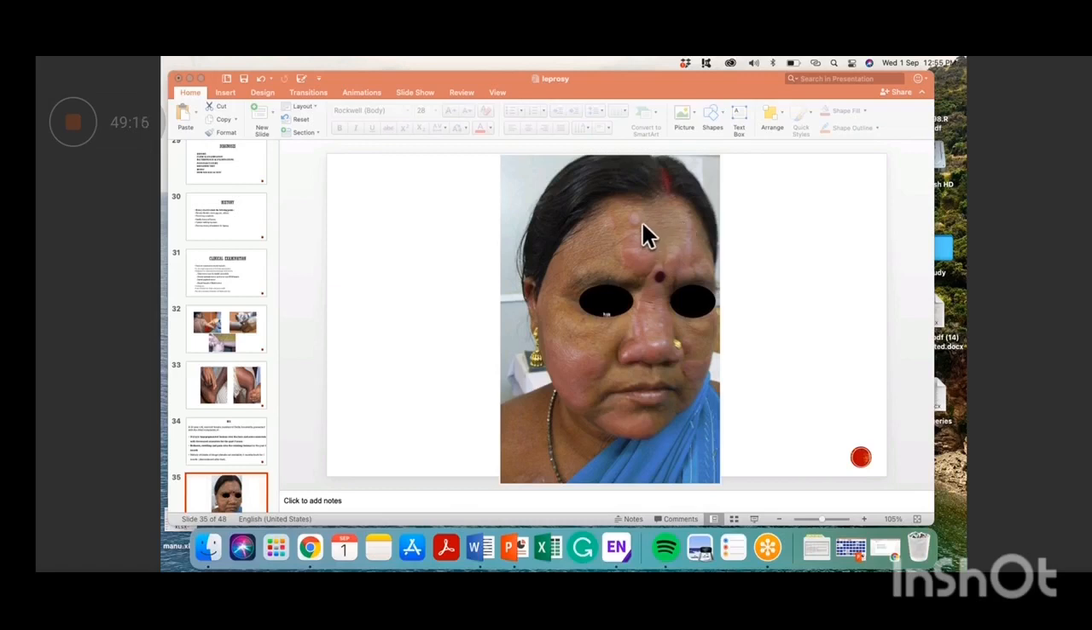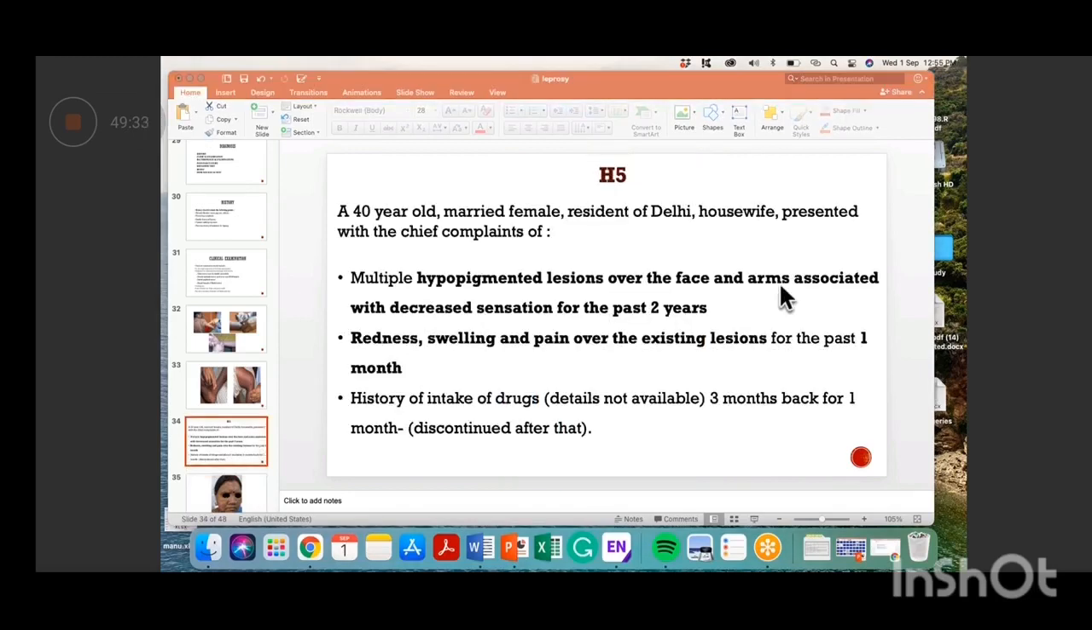See, in classical tuberculoid leprosy, there are 1 to 3 lesions. In borderline tuberculoid leprosy, there are 3 to 10 lesions. And the patient already has 8 lesions on the face. They might be having more lesions on the body also, as it is shown in the history. There are multiple lesions on the face and arms. So the number of lesions is definitely large.